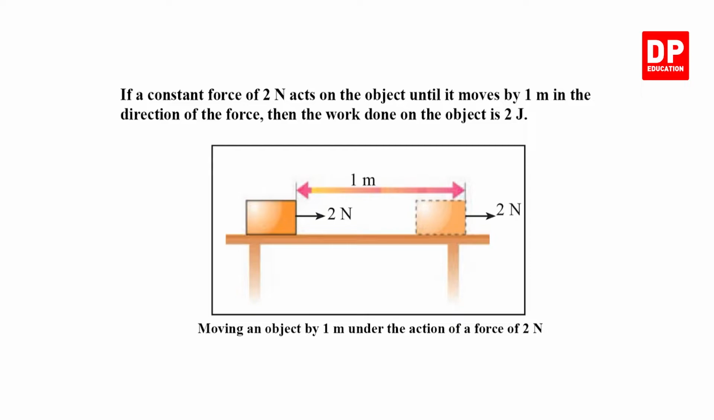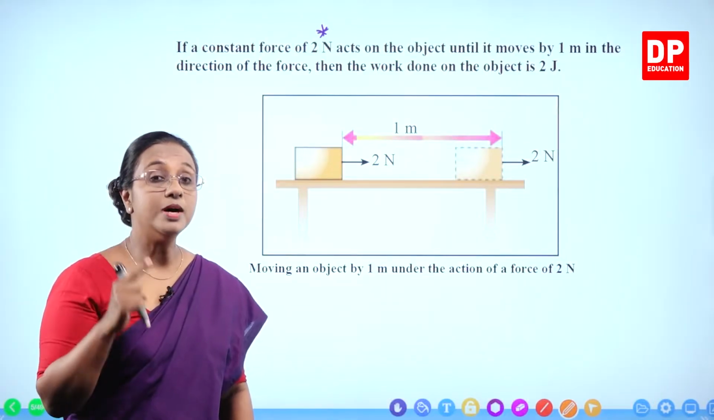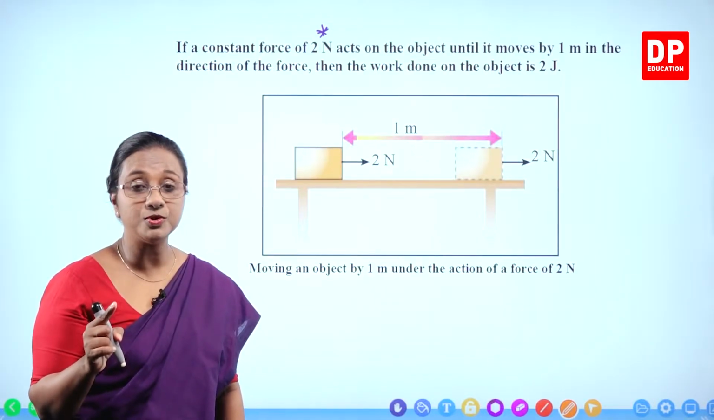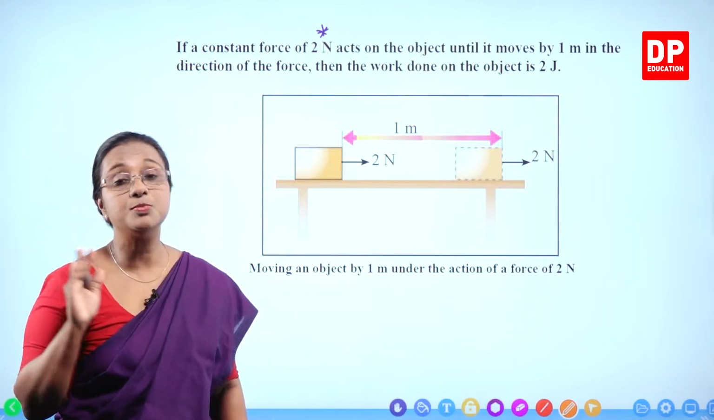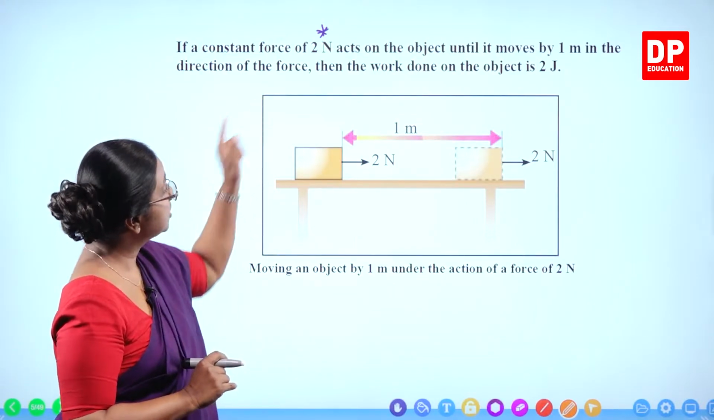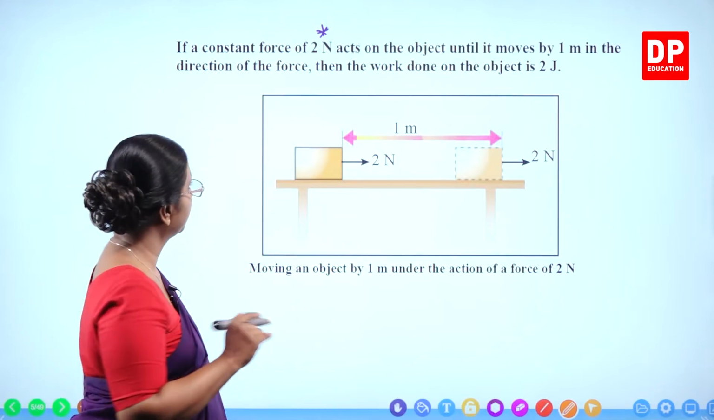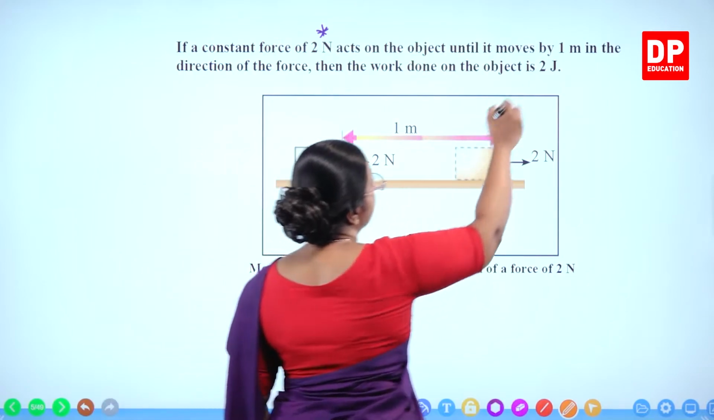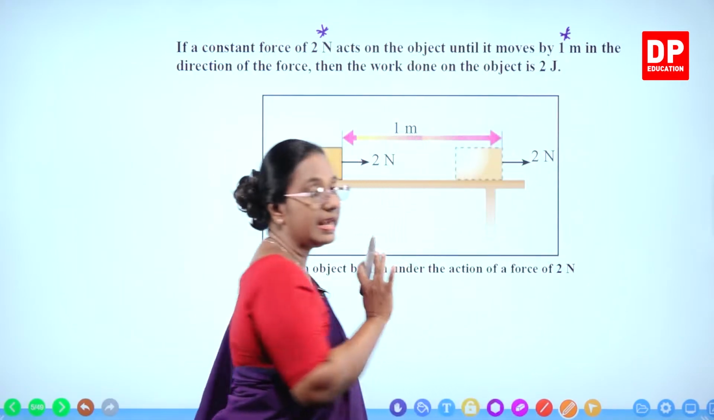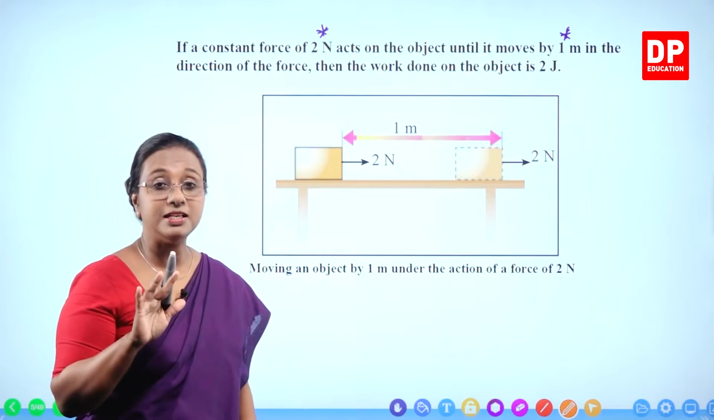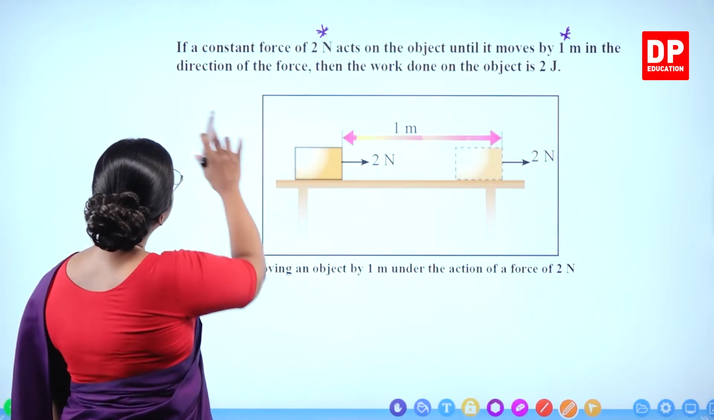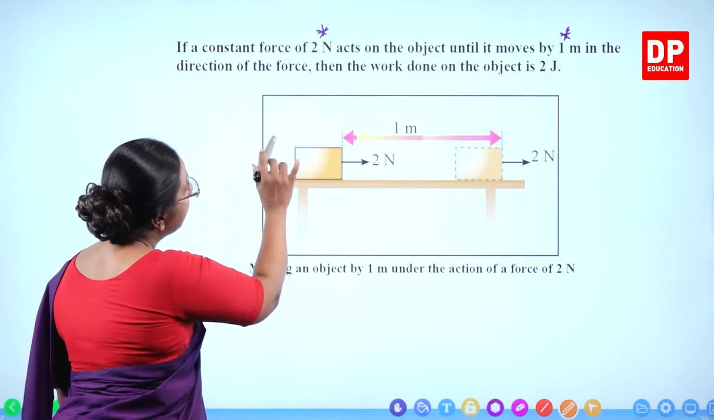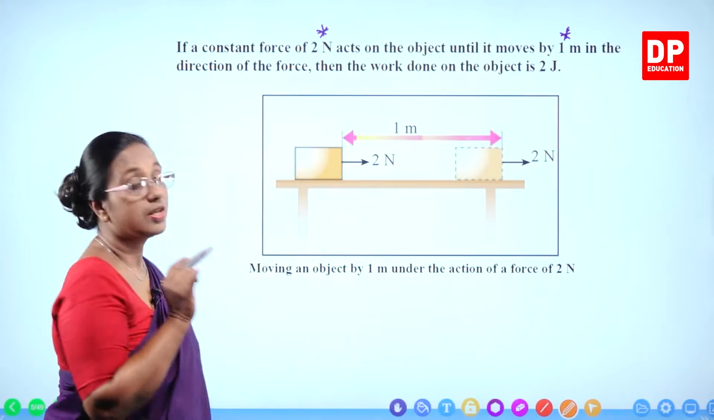If a constant force of 2 Newton... So here you can see the magnitude of force is changing. Like I said before, work depends on the magnitude of the force as well as the distance moved by the object. Here we are changing the magnitude of force. 2 Newton acts on the object until it moves by 1 meter. The same distance, but the magnitude of the force is different. Then the work done on the object is 2 joules.